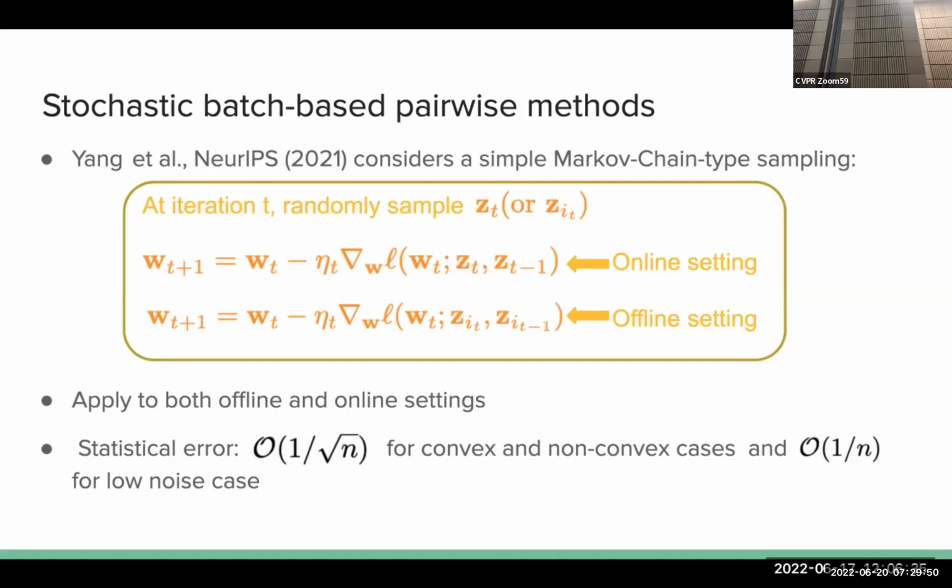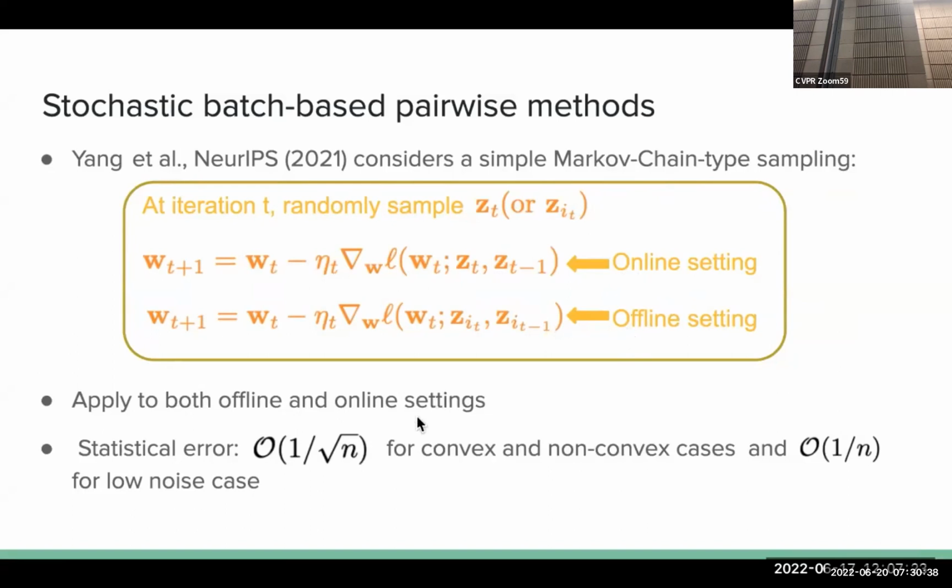You can seamlessly extend it into an offline learning setting, where you have n data points and you randomly sample i_t at time t from these n data points. So this Markov SGD for AUC maximization pairs Z_{i_t} with Z_{i_{t-1}}, where i_{t-1} is the random sample you sampled at time t minus 1. This Markov SGD can apply to both online and offline learning settings.